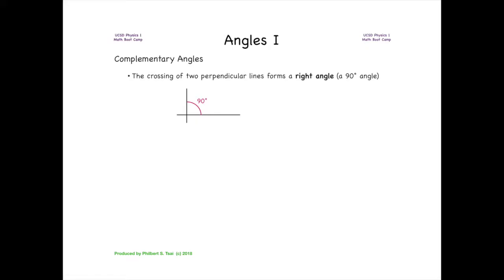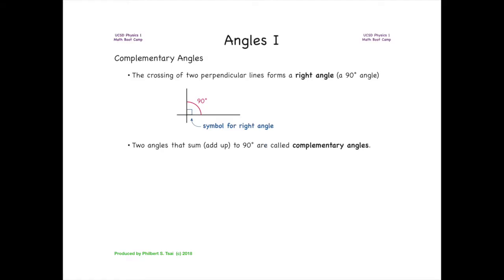The crossing of two perpendicular lines forms a right angle, or a 90-degree angle. We typically show this by overlaying a small square inside the angle that is 90 degrees. Two angles that add up to 90 degrees are called complementary angles. Another way to say this is that two angles that together will fill a right angle are complementary and therefore sum to 90 degrees.